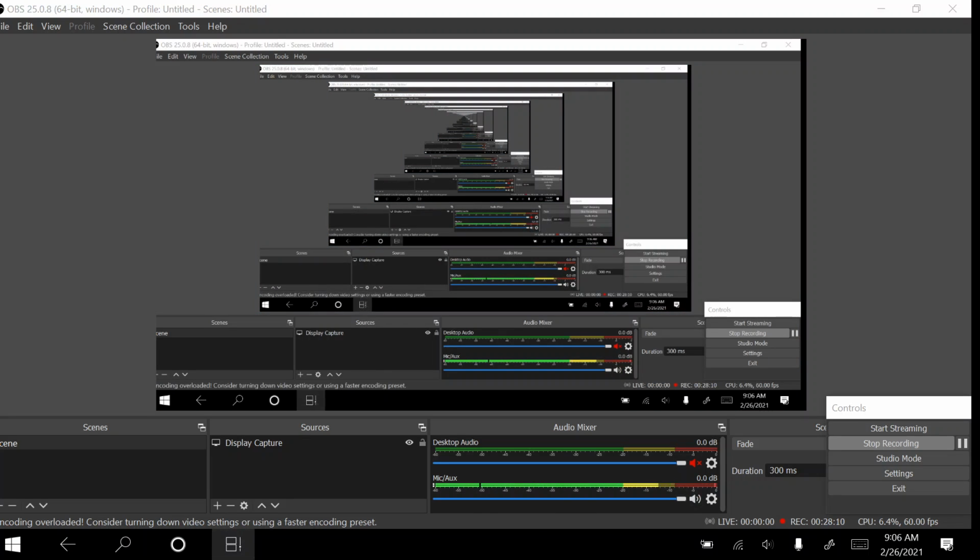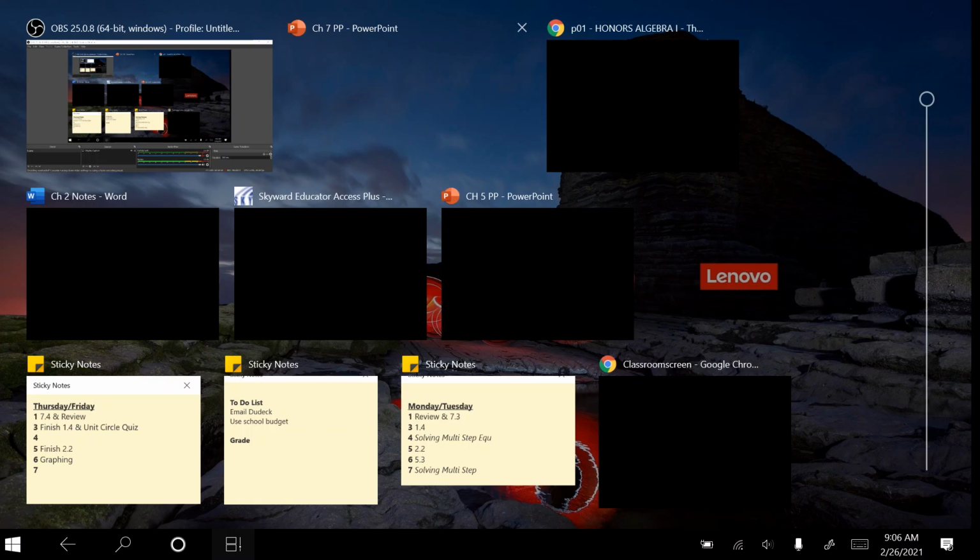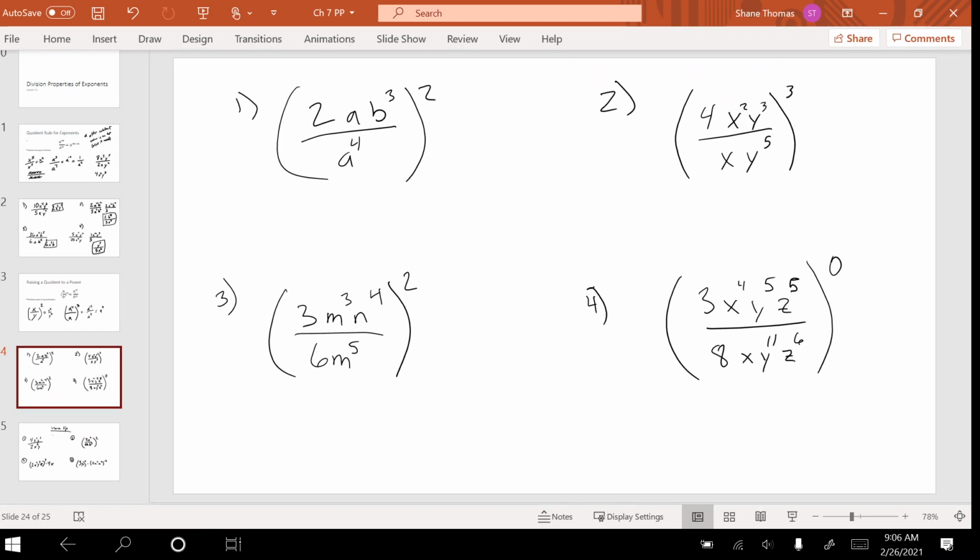Number 1, let's go through them together. Number 1, we distribute the 2 to everything. So I get 2 squared, a squared, b to the 6th over a to the 8th, correct? 2 squared is 4. A's, I have 2 minus 8, which is negative 6. Then I have to take the negative to the bottom, right? Okay, a to the 6th, and then b to the 6th. There we go. That's number 1.